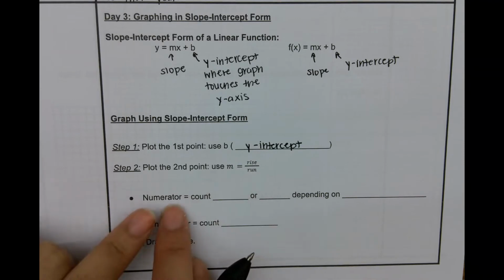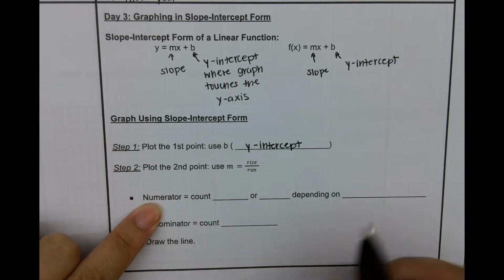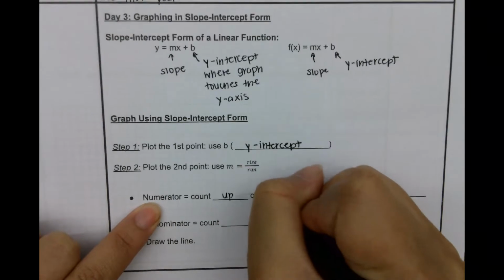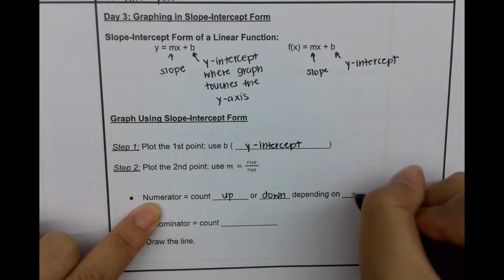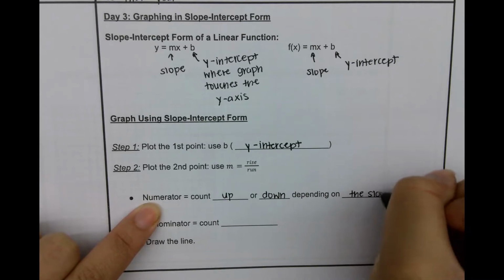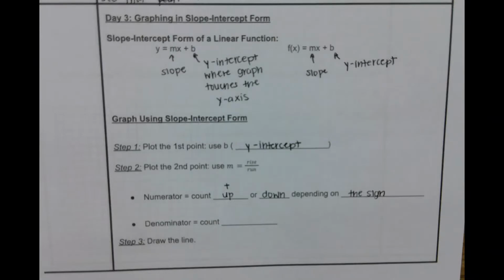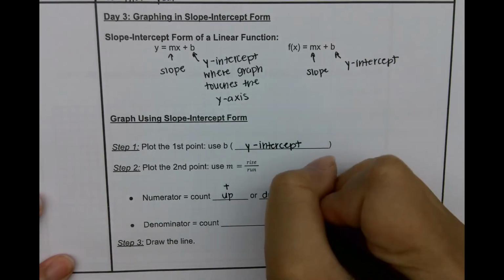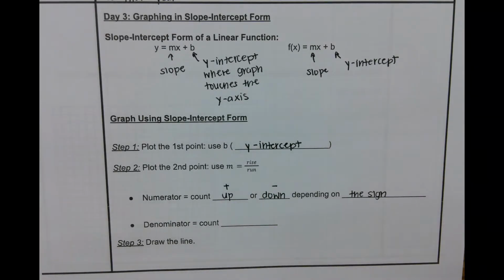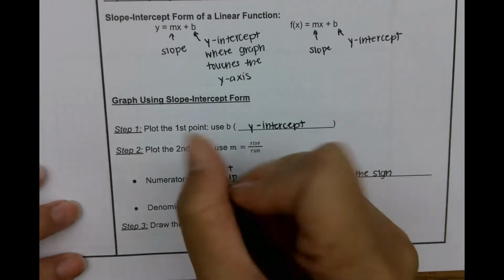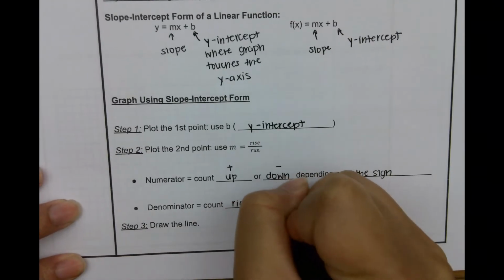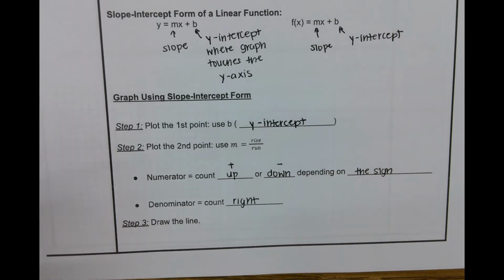Our numerator, the number on top, we're going to either count up or down depending on the sign. If our slope is positive, we're going to go up. If the slope is negative, we're going to go down. And then the denominator, we're going to count to the right. It's easier that way, where you only think up or down and always to the right. After that, you plot that point and you connect the dots to draw the line. So let's get started.